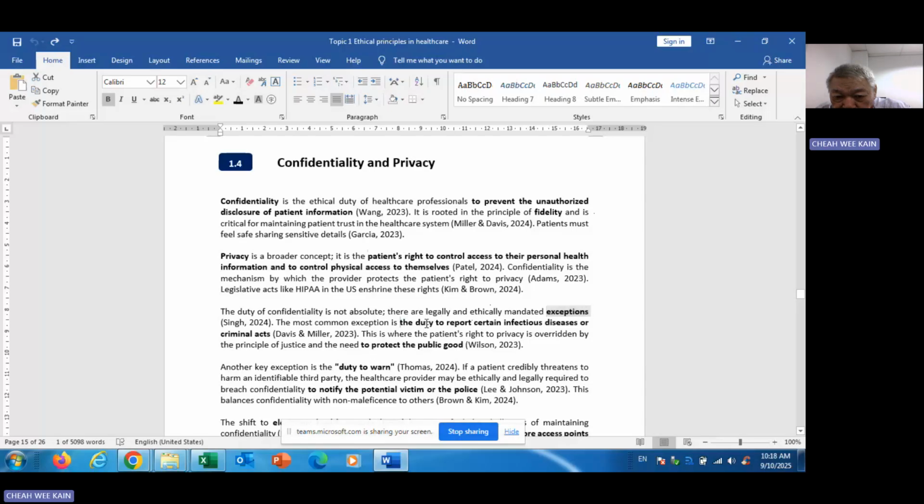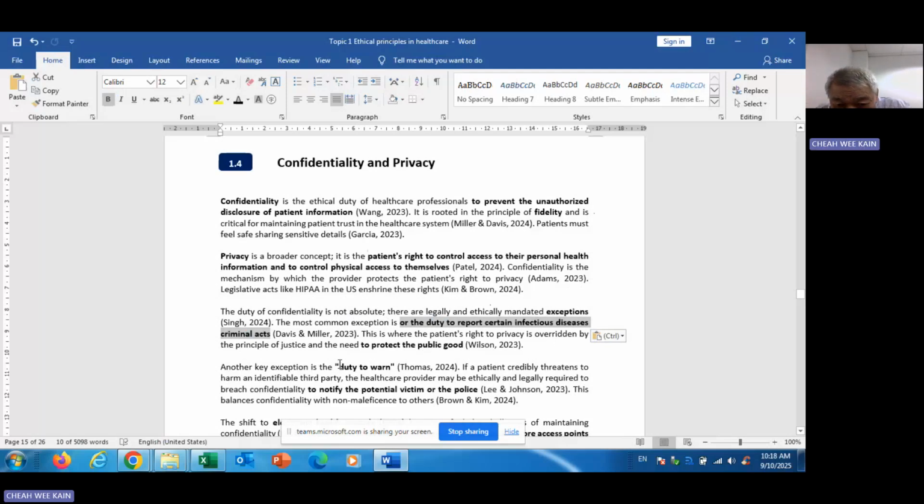Duty to report infectious disease or criminal acts. Let's say, for example, you're treating a patient who has been shot by a firearm. You must report to the police because a crime was committed. So you do not disclose confidential information, but there are certain exceptions. Duty to report certain notifiable diseases or criminal acts.